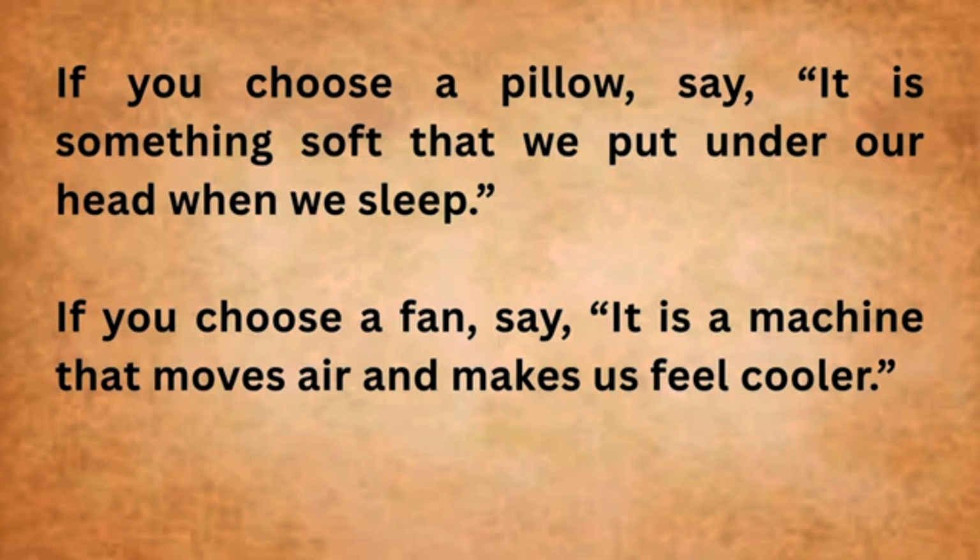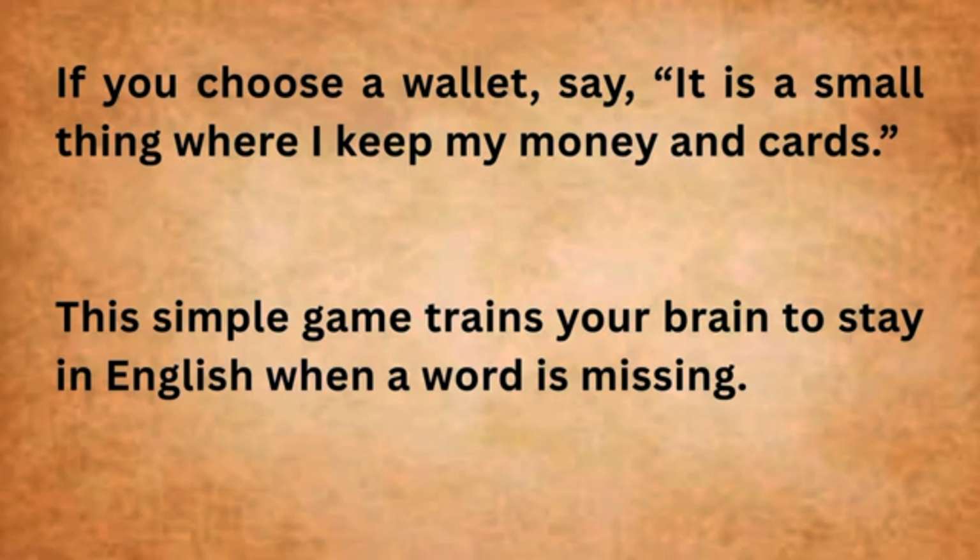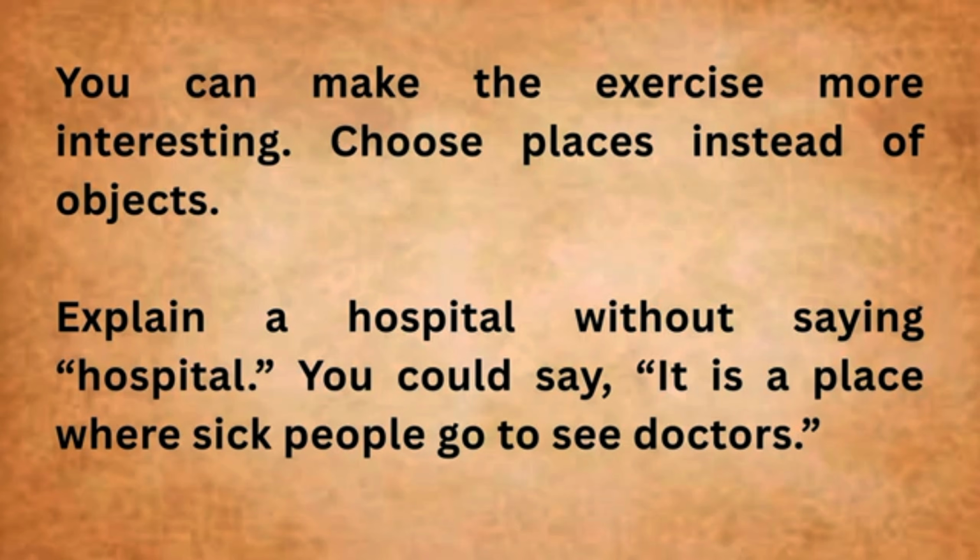If you choose a fan, say, it is a machine that moves air and makes us feel cooler. If you choose a wallet, say, it is a small thing where I keep my money and cards. This simple game trains your brain to stay in English when a word is missing. You can make the exercise more interesting. Choose places instead of objects.